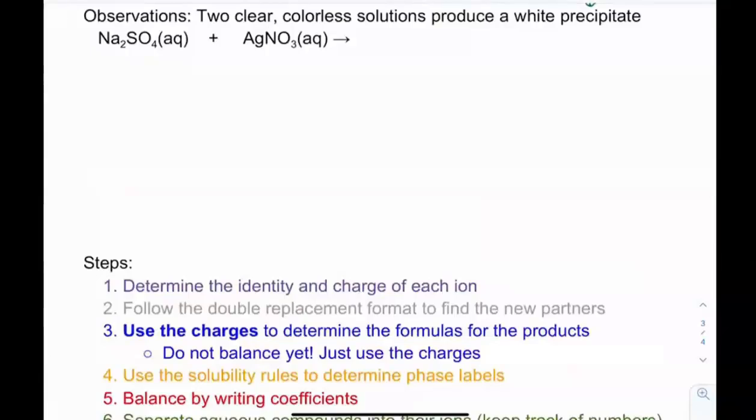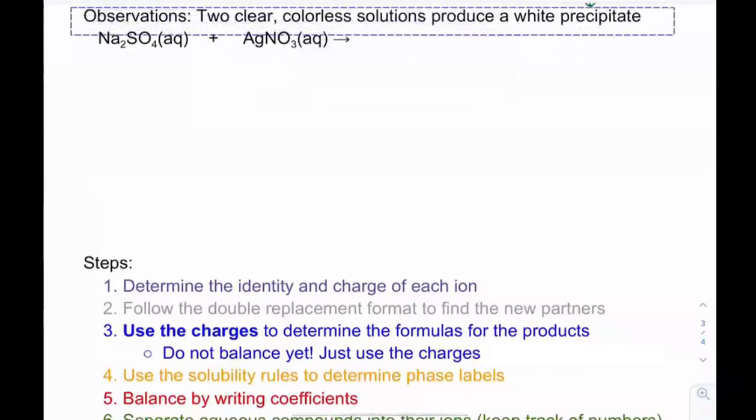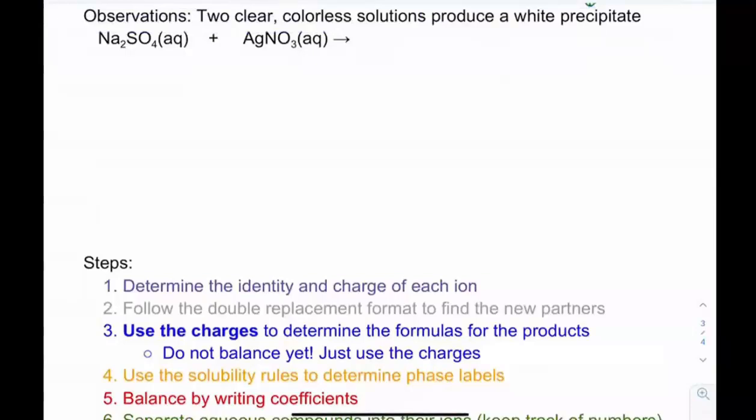Okay, so here is my example. Because you're going to be doing this for your lab assignment, I also included observations for my example. Both of the reactants are clear, colorless solutions. To me, clear and colorless mean 2 different things, where clear means that it's see-through or transparent, and colorless is a lack of color.